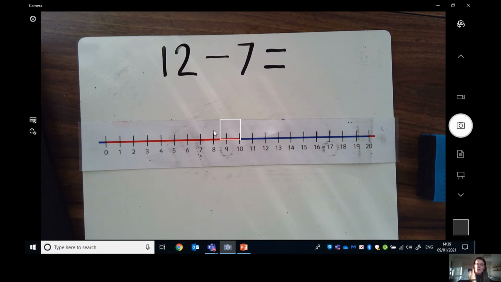You circle the number that you're subtracting from. You make your jumps. How many jumps are you making? 7 jumps. And you circle the answer you're left with. All right, have a go. Put me on pause for 3 minutes. Off you go.